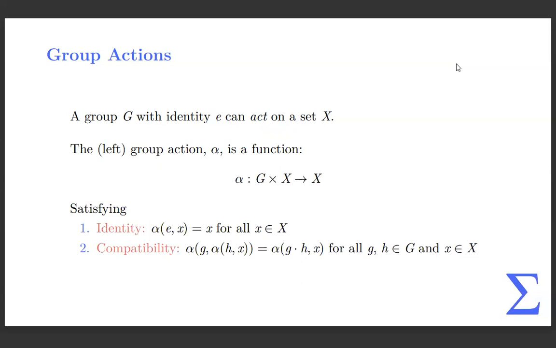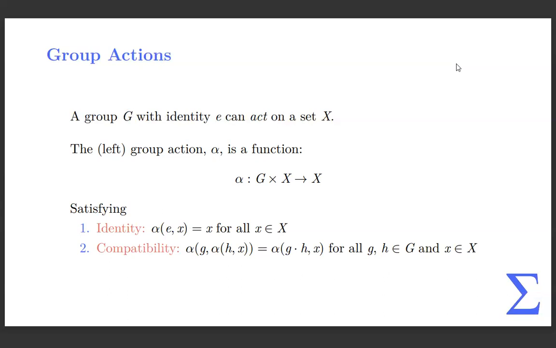Okay. And what does this actually do? What are the two properties it says? Well, if you do alpha on the identity element of the group and you operate that with any element in X, you should get back that element of X. So that means the identity in G is also an identity for X.